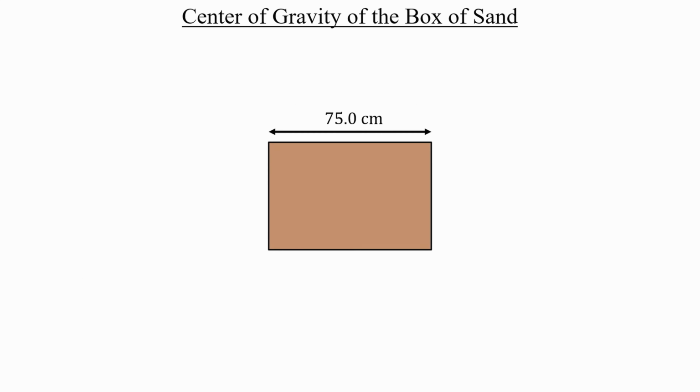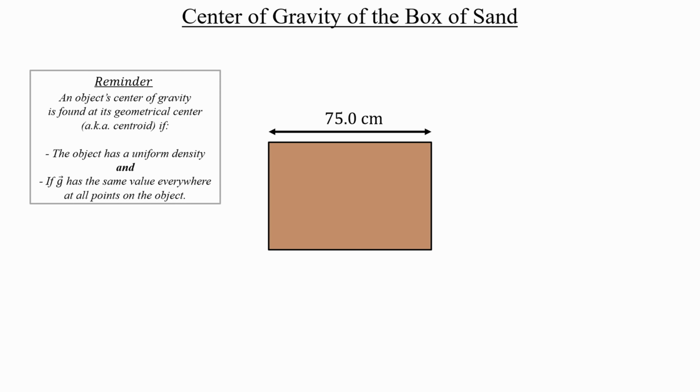Here we have our box, and we're going to imagine that it is completely and uniformly filled with the sand. Now there's a couple ways that we can locate this center of gravity position. We could go the difficult way and use calculus, which would take us a little while, or we could go the much easier way and take advantage of the geometry of the shape of our box. The easier way goes something like this.